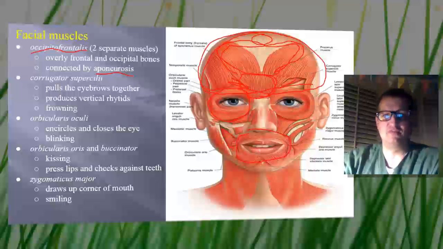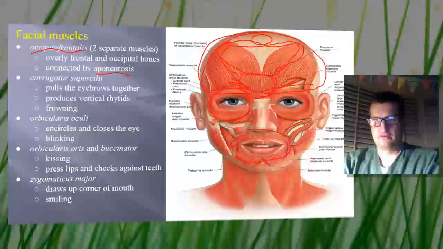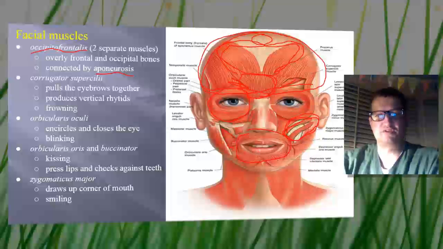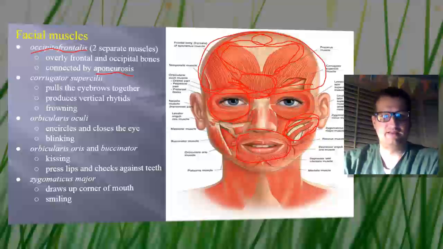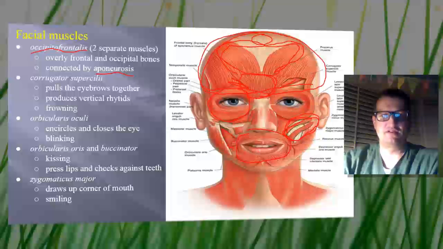The zygomaticus major and minor are shown here, and this is what pulls the mouth up when we smile. These other muscles are there just for reference, but the ones that I've listed are the ones you will be responsible for on the exam. These are the ones you want to become very familiar with.